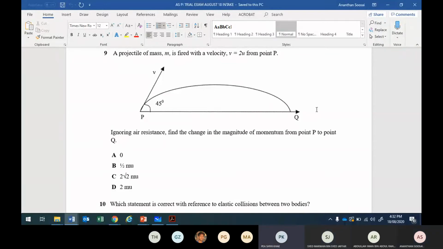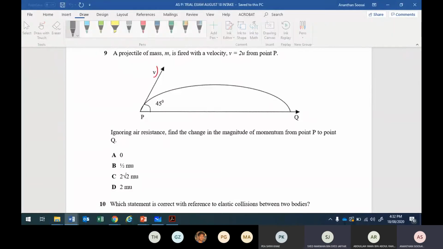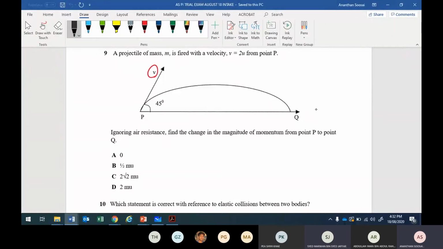Is it 0? 0, so there is no change. You see the initial vector is this one. So this one is 2u. Okay, 2u, and landing also is going to be 2u. The angle you're going to make is 45.